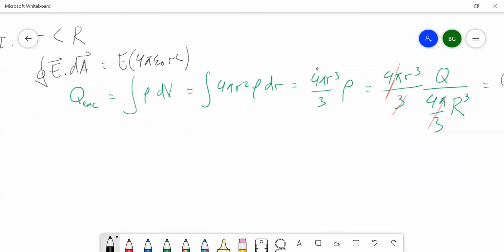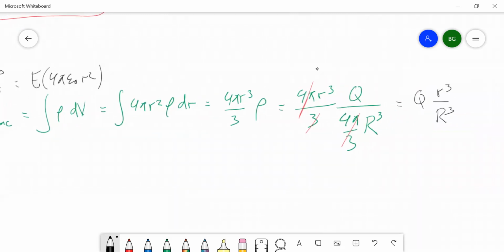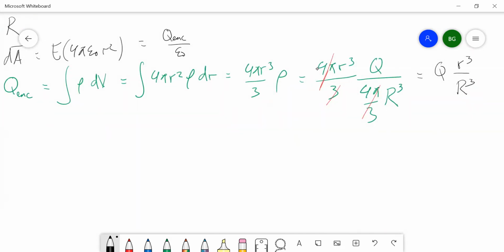So if we put this Q enclosed over epsilon 0, then we get E equal to Q over 4 pi epsilon 0 capital R cubed times r. Okay.